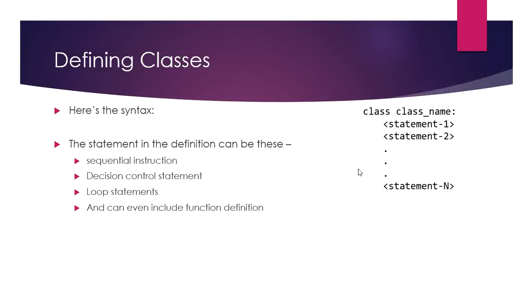Then we have decision control statements. It can be an if else block. Then it can be loop statements, that is while, for, and decision controls like break and continue. And we can even include function definitions. So you can have functions, loops, decision control statements, and sequential instructions inside the class.